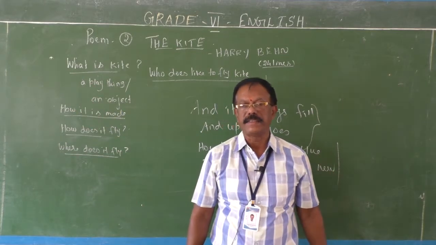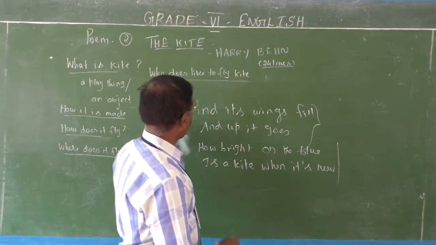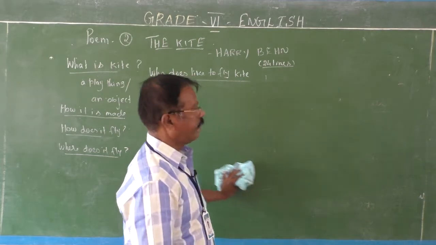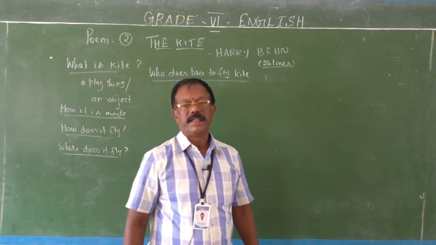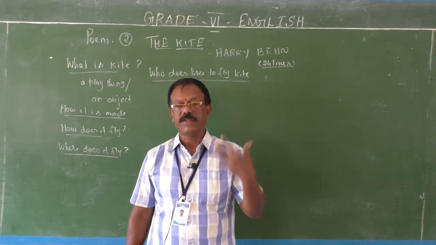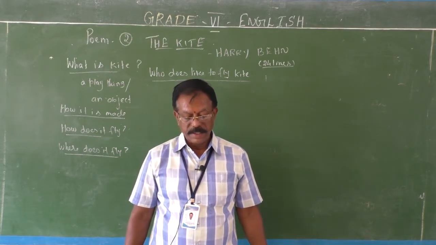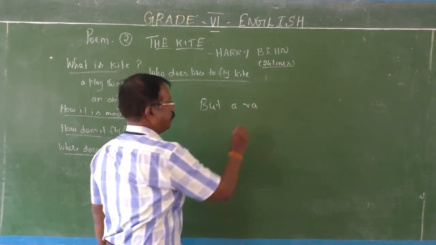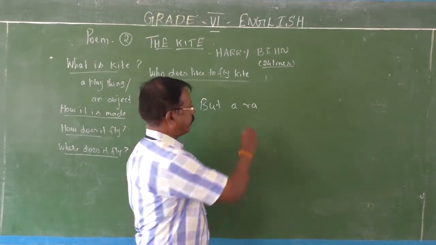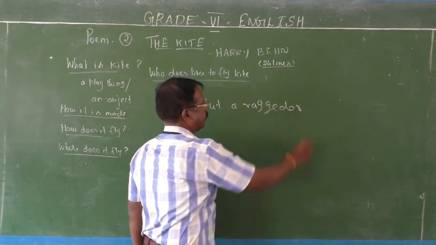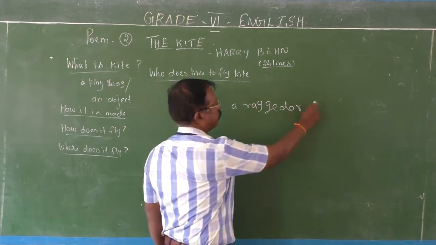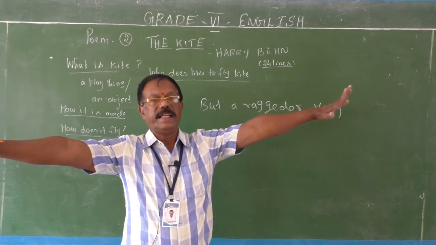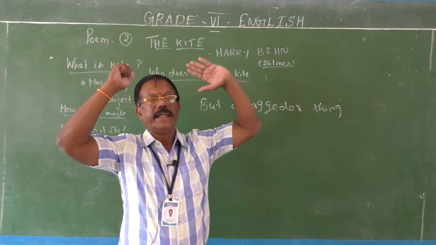Then the last four lines, what the poet says, let me write all those lines on the board and I will explain the last four lines. See, the poet pitiably describes the kite. What happens to the kite? But a rational thing. What happens to the kite when it flies so majestically, so high in the sky?